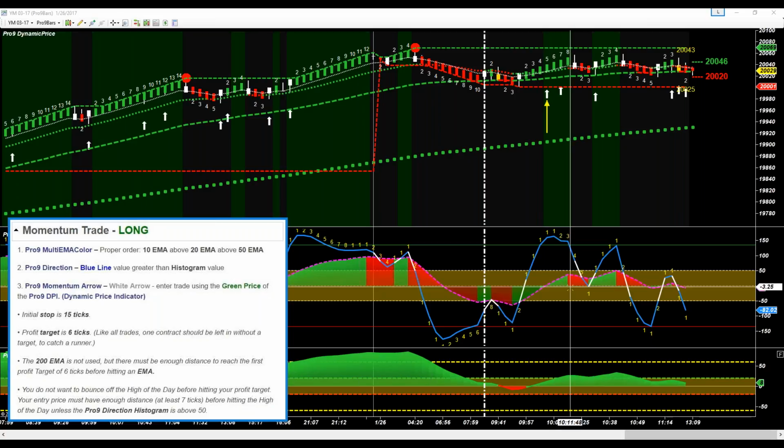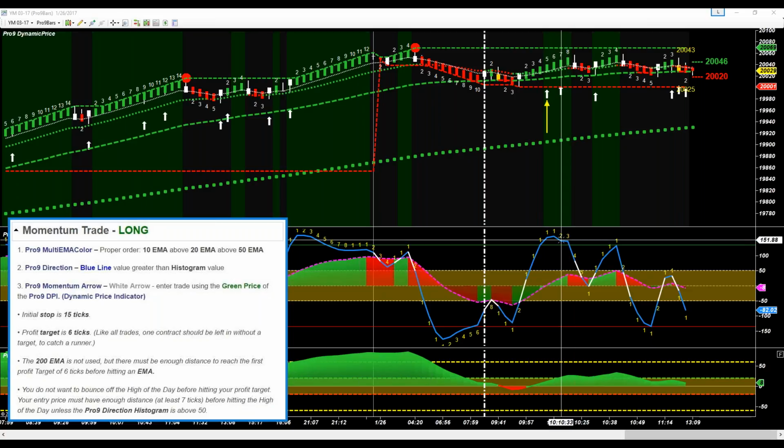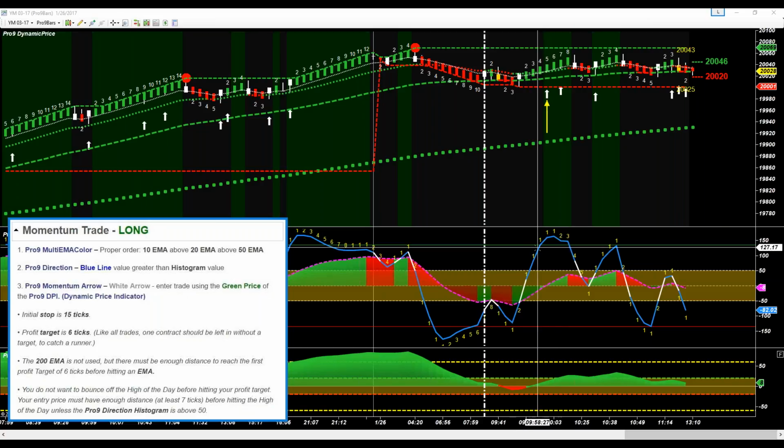So for long trades, we want the blue line value to be greater than the purple line value, or for the blue line to be above the purple line. And that's really as simple as it is. It's not more complicated than that. If the blue line is already on the correct side of the histogram, that rule qualifies. So we don't need it to come from one side to the other. That's not necessary.